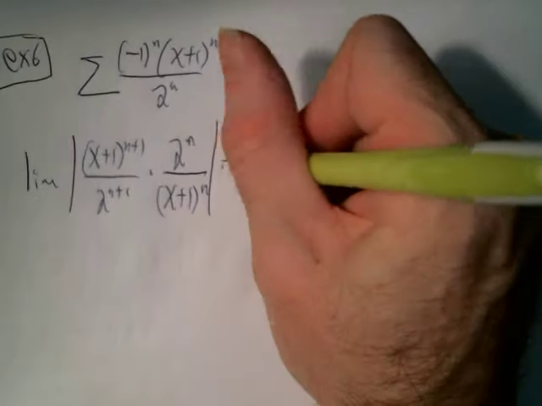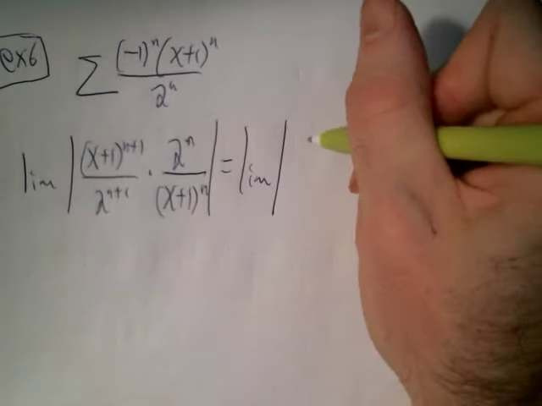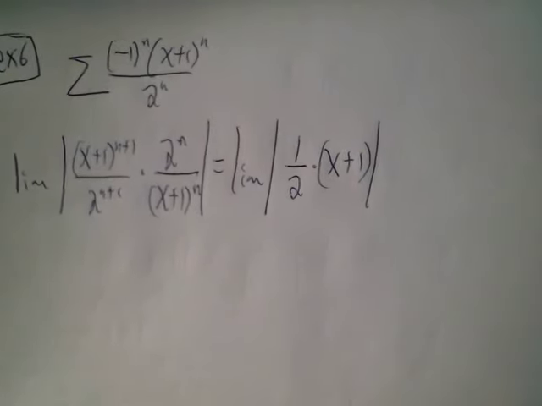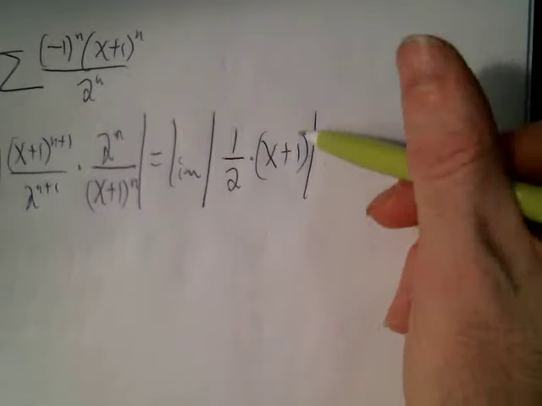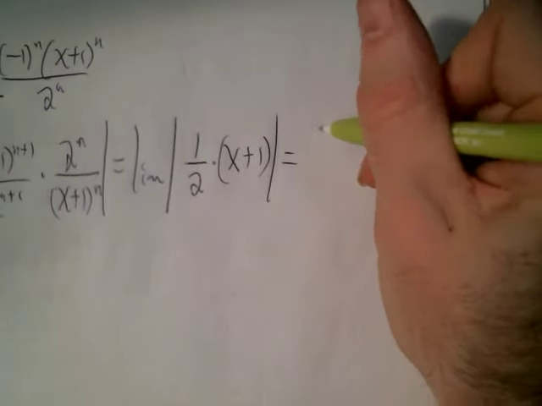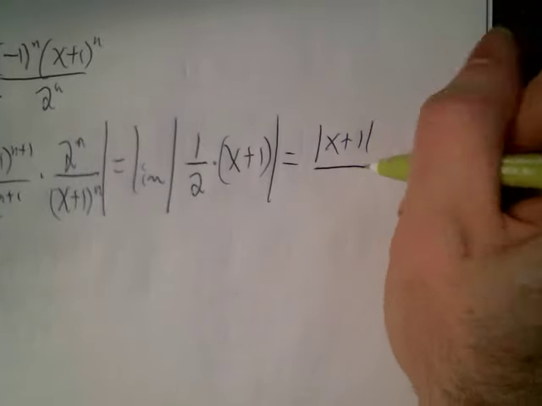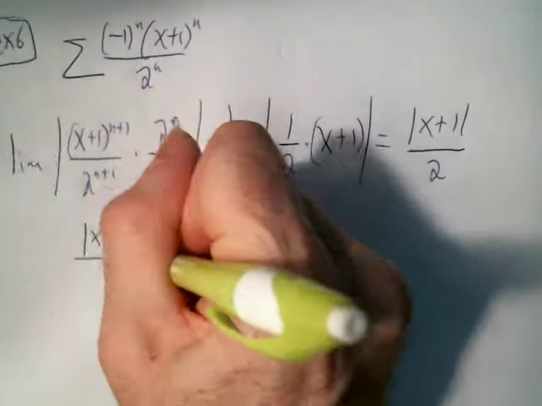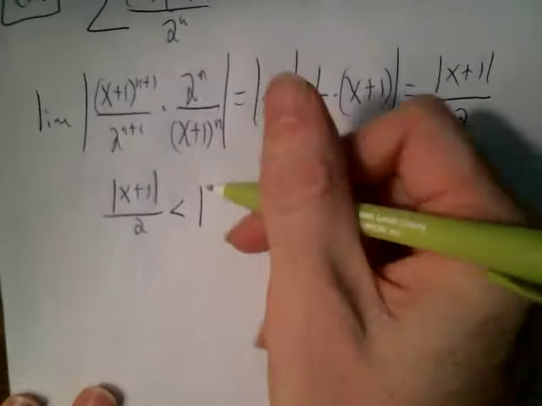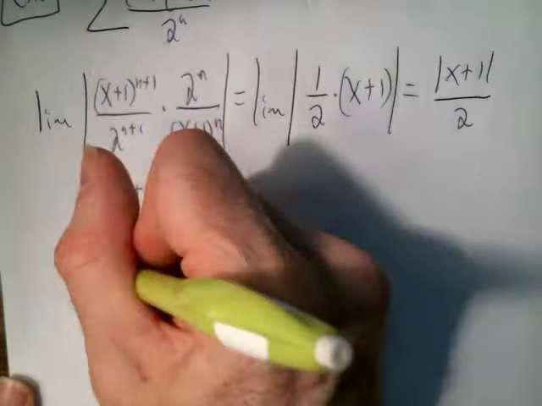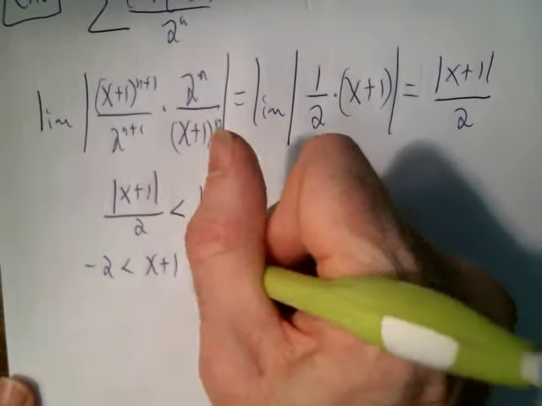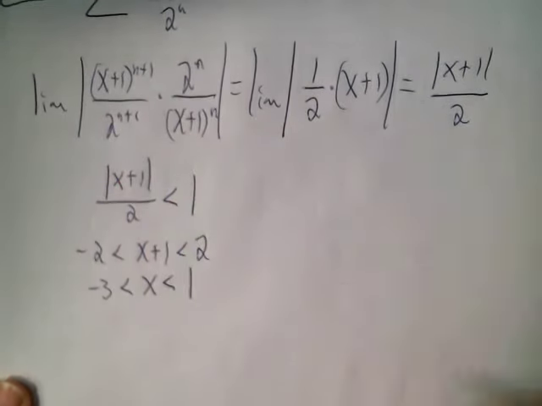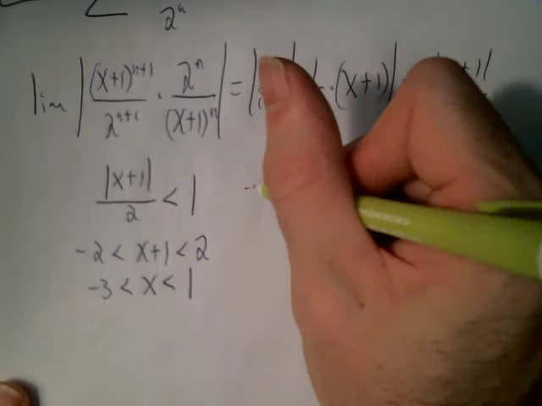Simplifying, we get the limit of the absolute value of 1 all over 2 times (x + 1). The limit of this basically acts like a constant, so you just end up with the absolute value of x + 1 all over the absolute value of 2, which is just 2. So by the ratio test, this will converge when |x + 1|/2 is less than 1. Expanding and multiplying out by 2, I get -2 less than x + 1 less than 2. Subtract 1 from all three sides: -3 less than x less than 1. So our radius of convergence there is 2.